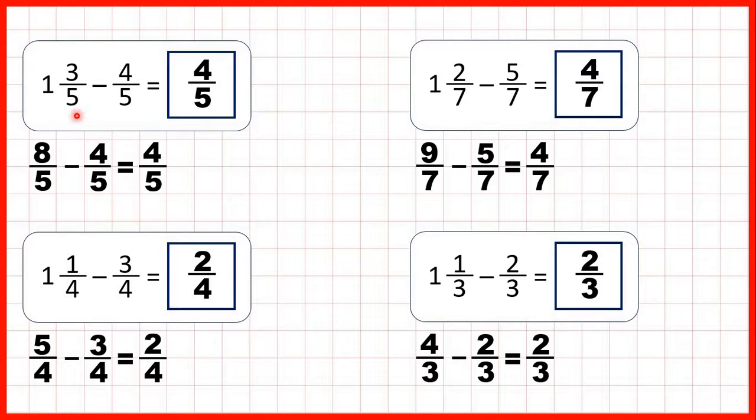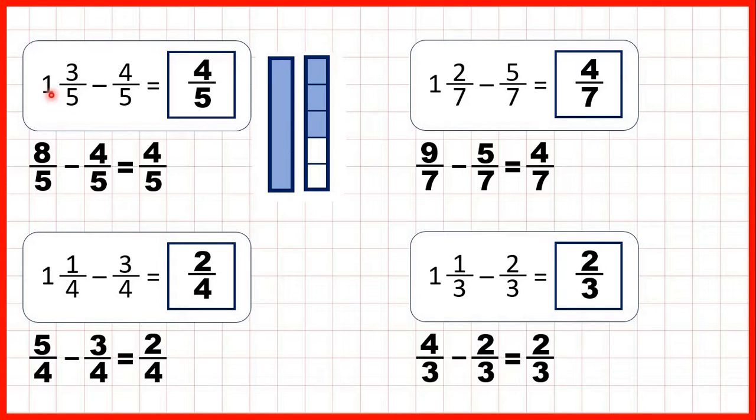And let's see what was happening here. So first, we started with 1 and 3 fifths, but we needed to take 4 fifths away. So what we did was really to change our 1 whole into fifths. That's why 1 and 3 fifths as an improper fraction is 8 fifths, because now you can see that each of these parts is a fifth, and we have 8 parts altogether. So now we can subtract 1, 2, 3, 4 fifths to give 4 fifths, what's left, as our answer.